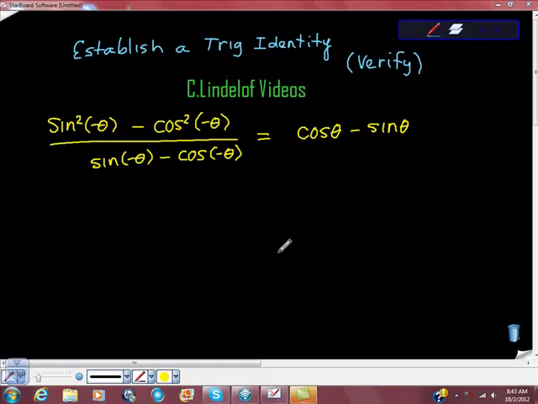So, establishing a trig identity. Remember, that's most often called verifying a trig identity, but in this text they are using the word establish, so we'll establish a trig identity. First thing I'm going to do is this. I'm going to take this piece up here.